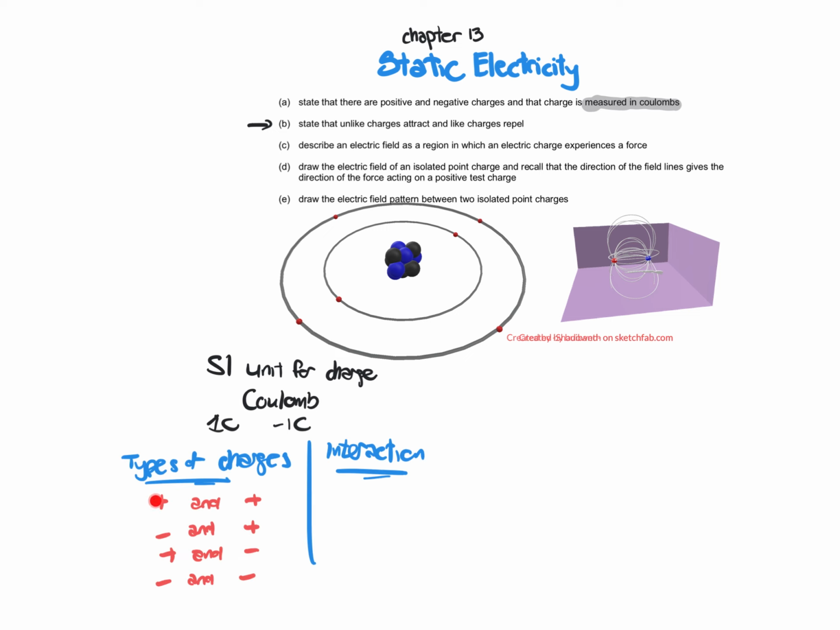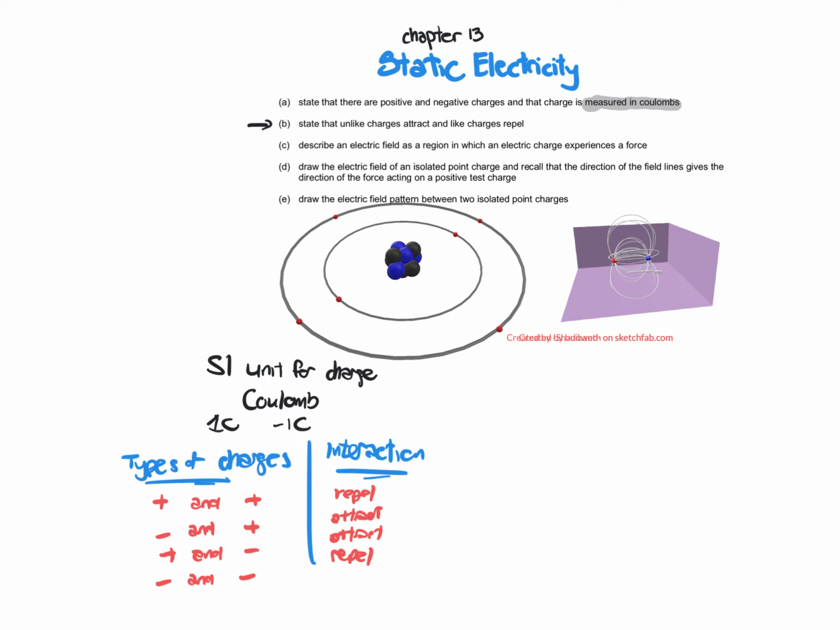So what happens if you have positive and positive? Well, these are like charges. In those cases, you're going to have an interaction where it repels. Negative and positive, of course, they attract. Likewise, this one. And finally, negative and negative, they would repel. I don't think you needed this table. I think it's pretty straightforward.